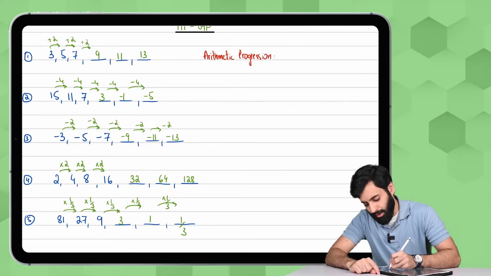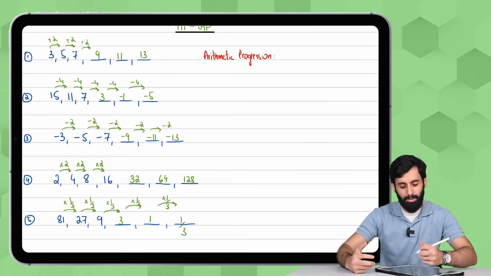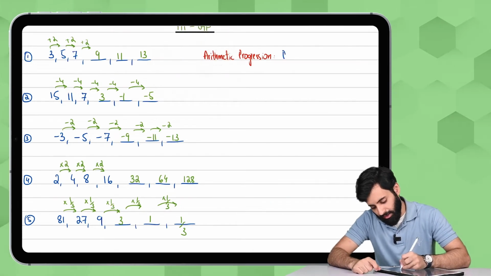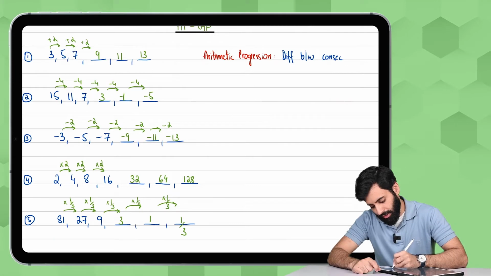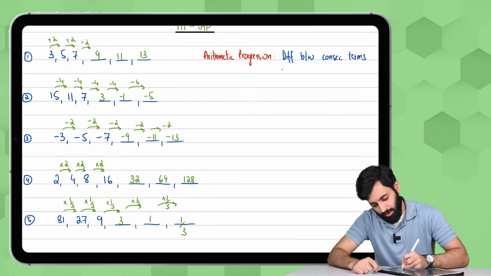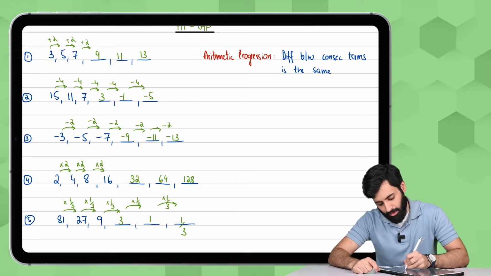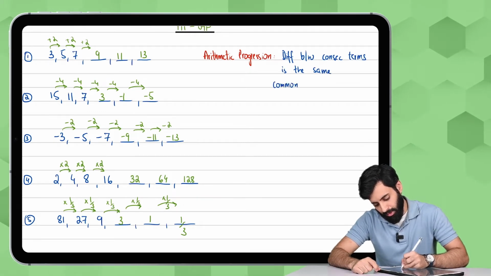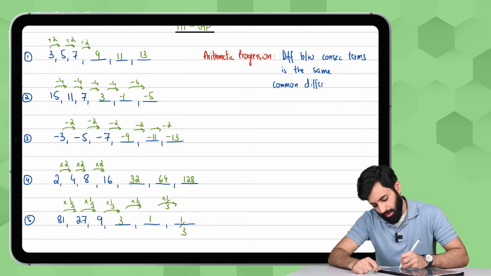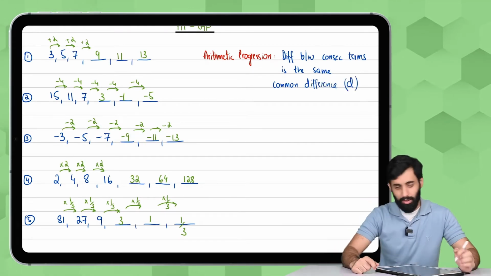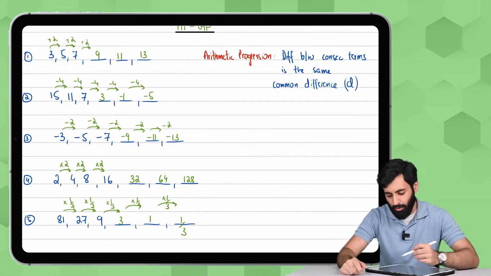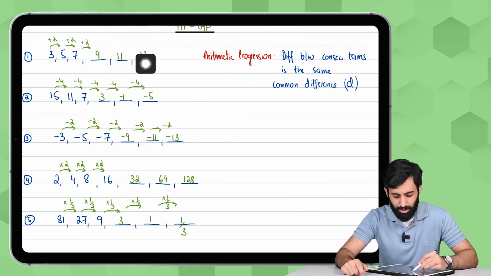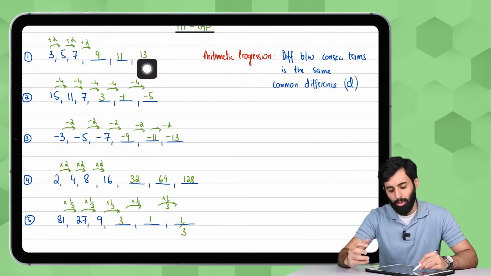You have something which is called common difference, and we write it like this: the difference between consecutive terms is the same, and this difference is called the common difference, and we denote it with a lowercase d. That's what an arithmetic progression is in short. So what I mean is you can pick any two consecutive terms, and you'll notice that the difference is the same.